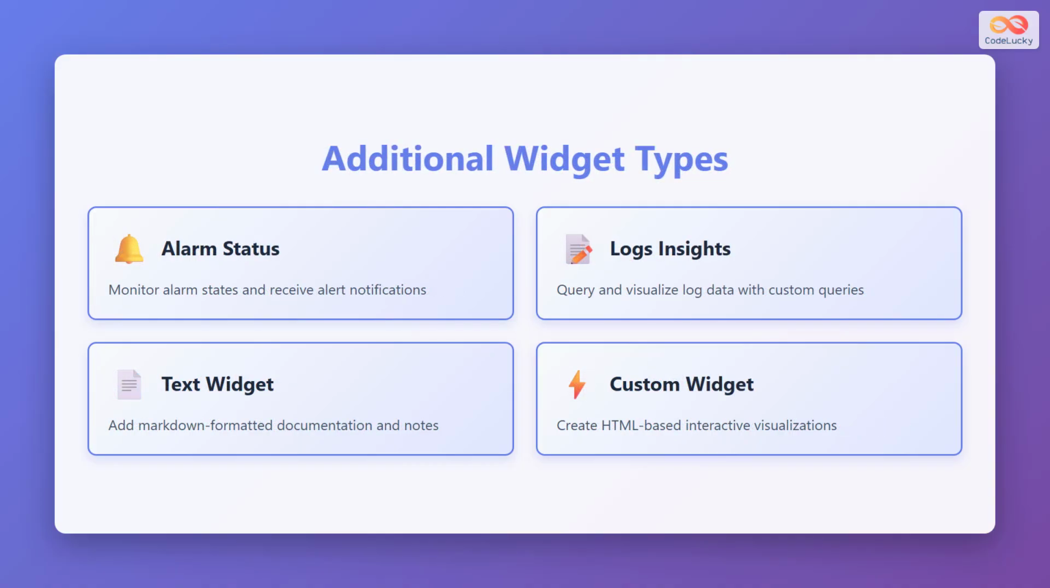Beyond basic visualizations, CloudWatch provides specialized widgets for advanced monitoring needs. Alarm status widgets let you monitor the state of your alarms and receive alert notifications directly on your dashboard. Logs Insights widgets enable you to query and visualize log data using custom queries. Text widgets allow you to add Markdown formatted documentation and notes for context. Custom widgets provide the flexibility to create HTML-based interactive visualizations tailored to your specific requirements.